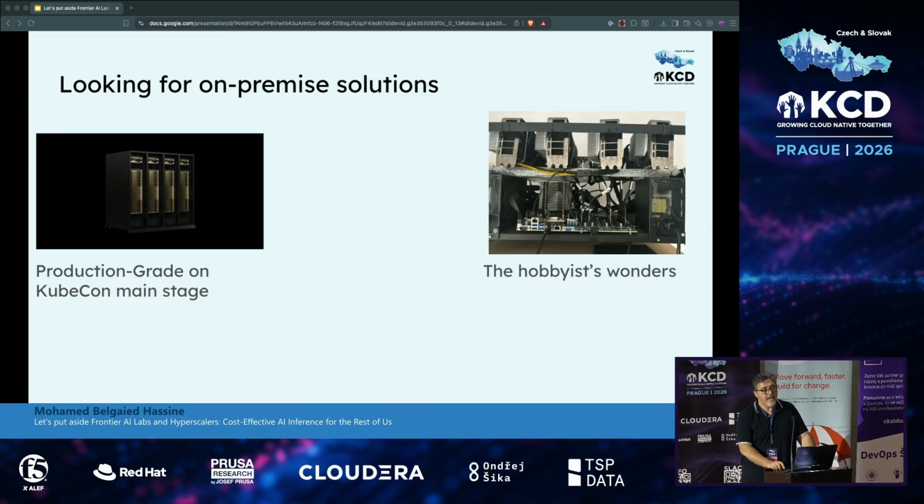And on the other hand, you see hobbyists who are doing wonders with consumer GPUs, sometimes single GPUs, or in this particular case, maybe a couple of them. They are doing things that are interesting. The only problem is that it's not resilient, it's not observable, and it cannot be used in production.